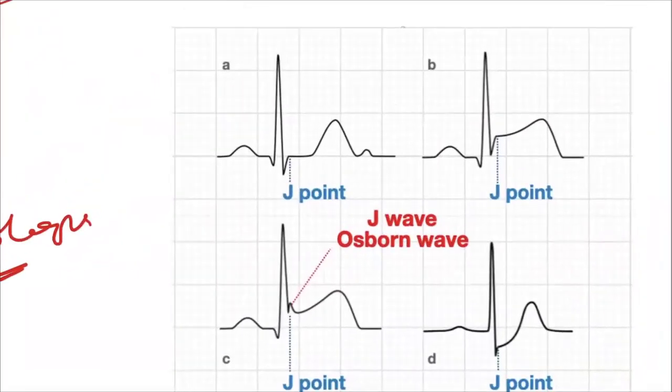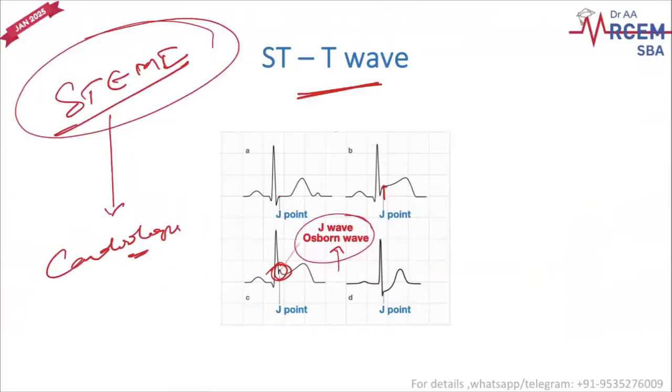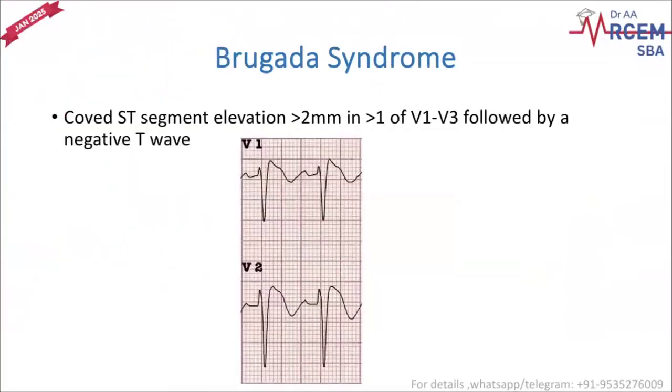Soon after the end of the QRS complex, you call it the J point. If that point itself is elevated, this is J point elevation. If that point becomes notched, then we call it an Osborne wave. Remember that the Osborne wave is notching present at the J point. You need to know what the J point is.